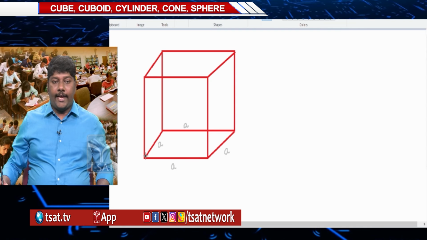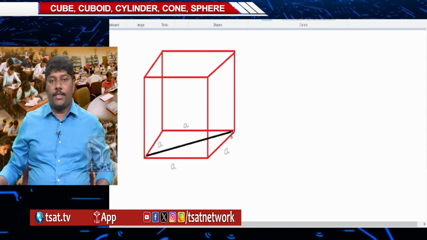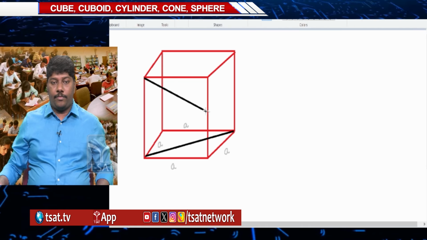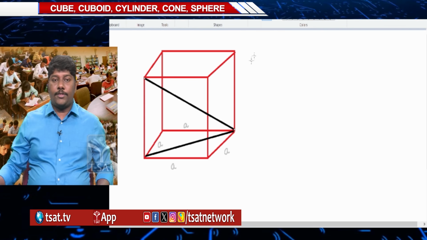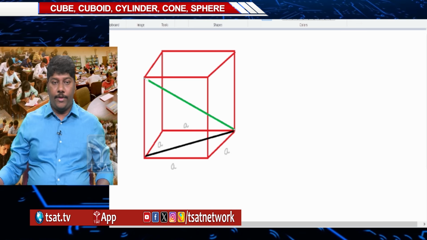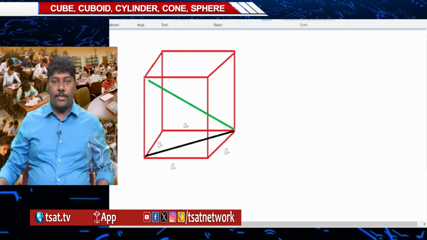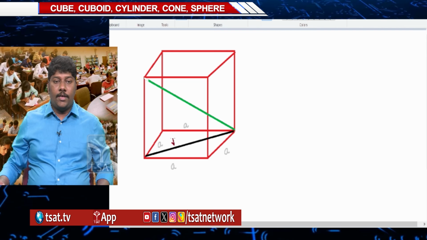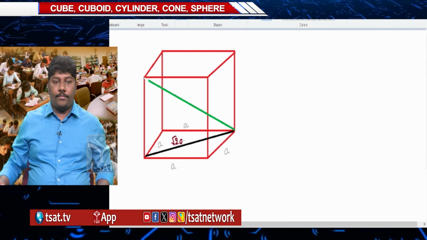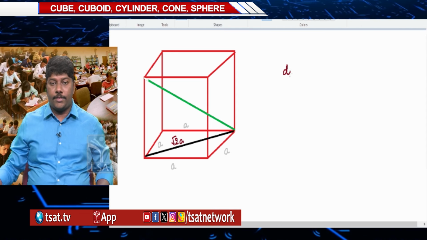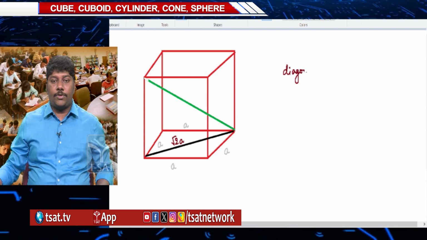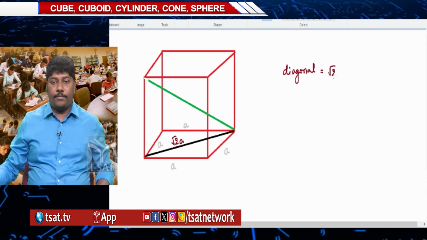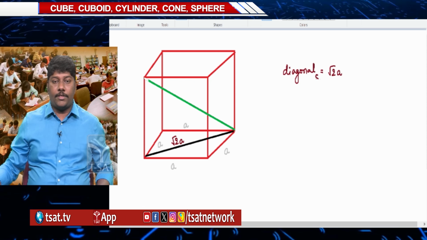You call it a diagonal of a surface if you draw a diagonal on the surface, but if you draw this imaginary line, this is called the diagonal of the cube. How do I find it out? The diagonal of the surface: since the surface is a square, the diagonal is root 2 a. This is the diagonal of the surface.